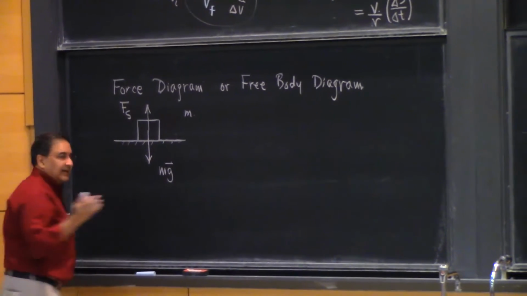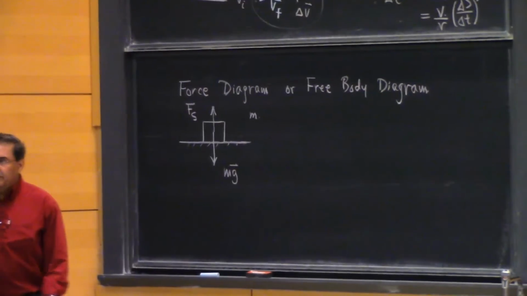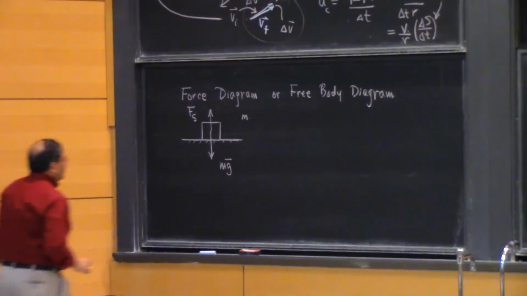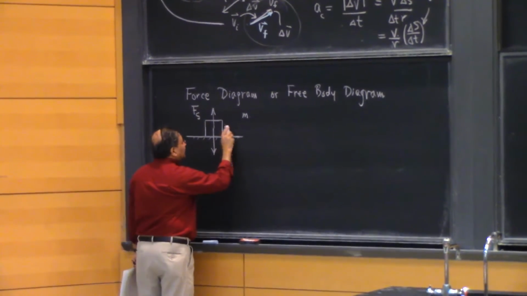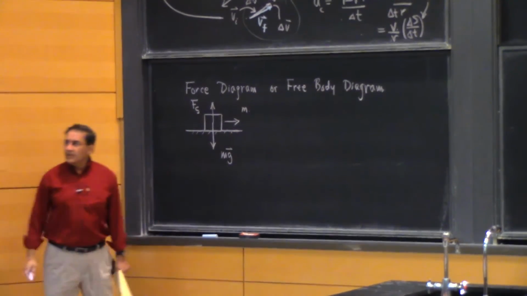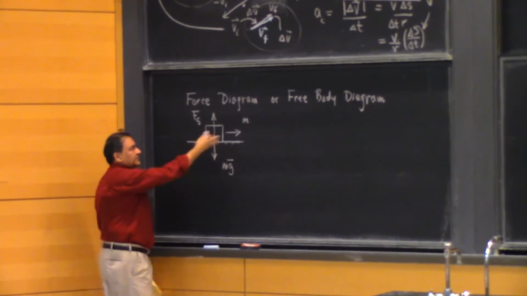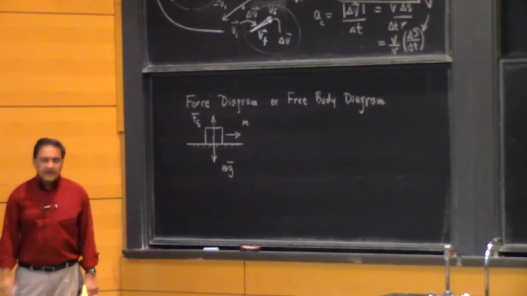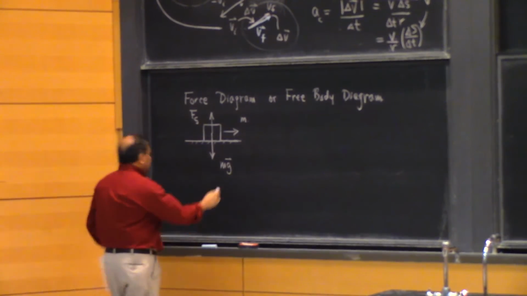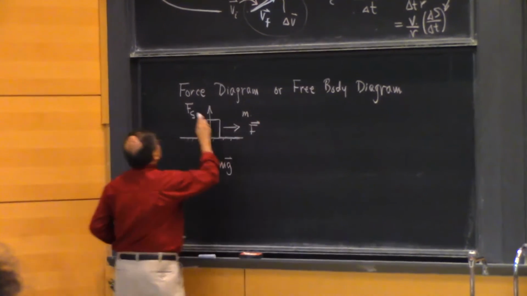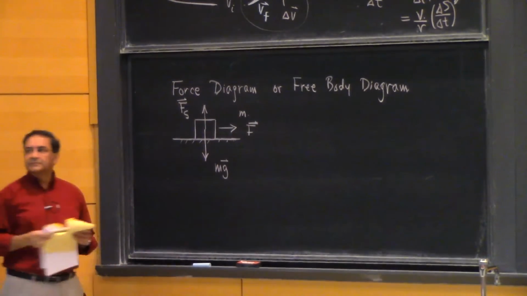Now suppose nothing else is being done, you are done at this point. If it's not being pushed or pulled in the horizontal direction, this is the end of the story. But suppose you decide to pull it that way. That can be a pull by attaching a string, that can be a push from here, but suppose there is a force that way, on the right side. Let's call this force F. This should have an arrow.